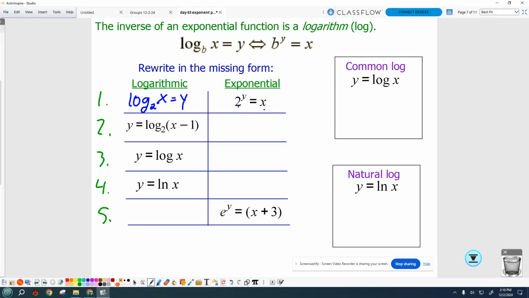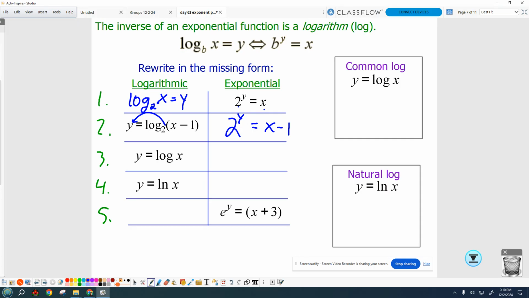Isla, what's the base for number 2? So it's 2 to some power equals something. Tricia, what's the power? Is it the x minus 1 or is it the y? 2 to the y equals x minus 1. Yeah, well, you need to be versatile.